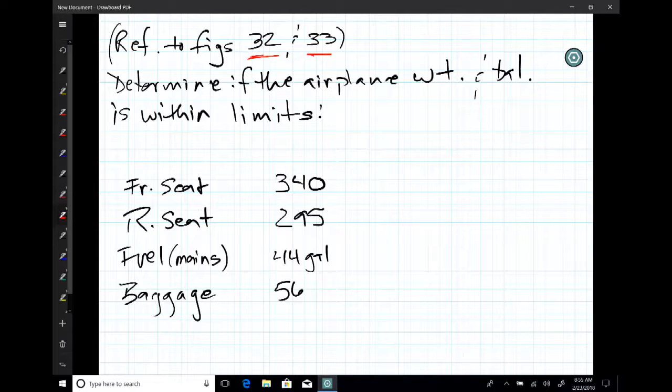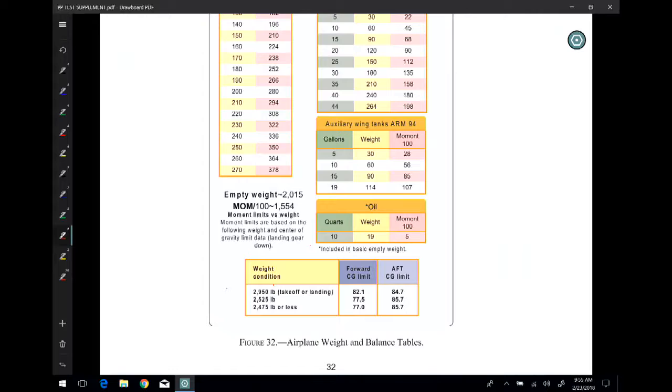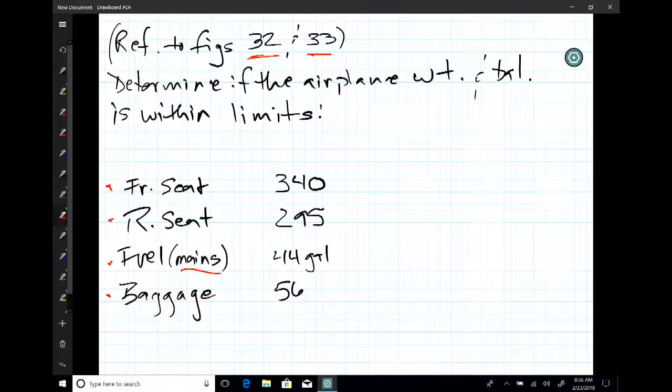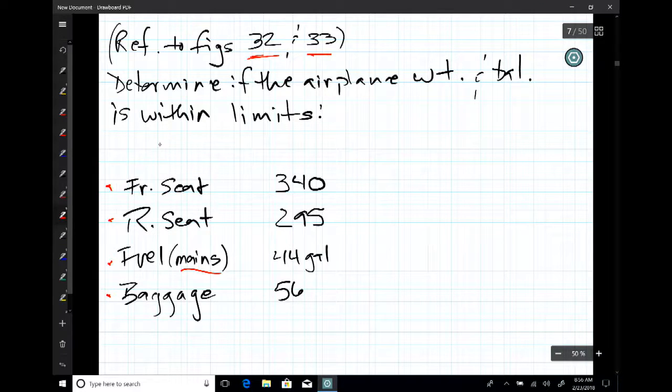So determine if the airplane weight and balance is within limits. As we look at this, we can see that we have front seat, rear seat, and fuel. Remember that whole mains and auxiliary thing that we looked at before? We have baggage. What's missing? The basic empty weight of the airplane. Remember what they gave us? Do you remember that part here on figure 32? If we look at figure 32, here's the information that they gave us. So we have to take that information and add this to what was given.